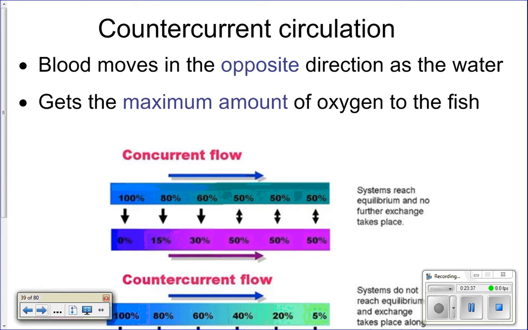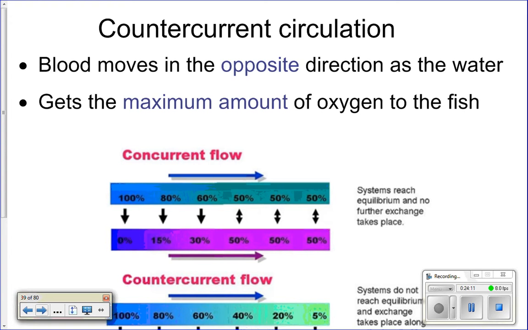Countercurrent circulation. So this is why fish can breathe underwater and you can't. Okay? They have this thing that's called countercurrent circulation. Okay? What that means is that the blood that's coming into the fish's gills is moving in the opposite direction as the water that's flowing over the gills. Okay, so they're going in opposite directions. That allows for them to get lots of oxygen and to survive underwater.